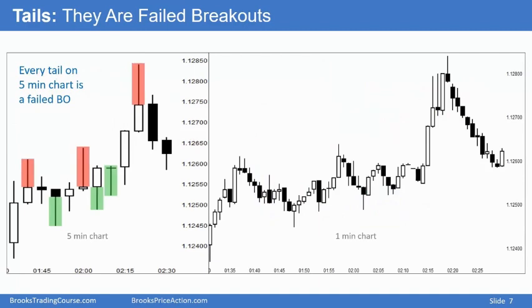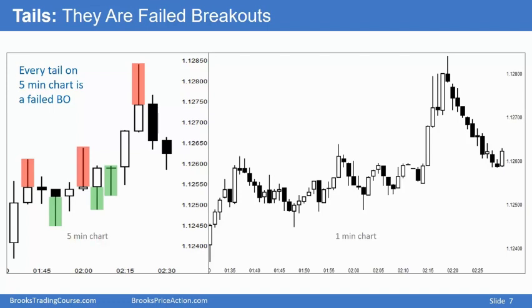Again, every tail on a bar is an attempt at a breakout. Here, the bulls tried to break out above this bar. It closed back below the high of that bar. Here, the bears tried to break down. They tried to reverse the market, closed back above the low of that bar. Every tail is an attempt at a breakout that fails and reverses. So the market goes down and up or up and down, and it is a trading range.